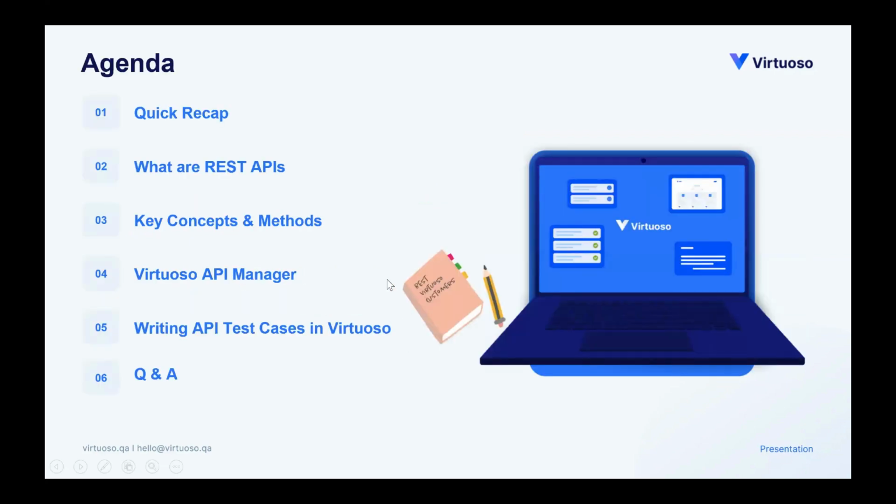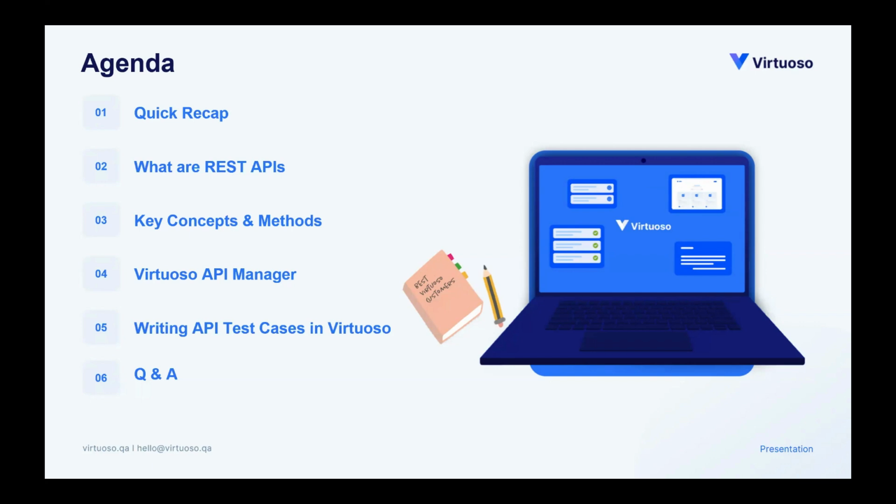So first we'll do a quick recap on all the topics that we have done so far as part of this monthly enablement webinar series. Then we'll kickstart the session on Virtuoso API automation capabilities by speaking about what are REST APIs. Then we'll see a few key concepts and methods of APIs. Then we'll explore the Virtuoso API Manager solution, where we can build the APIs and which can be leveraged in order to automate tests.